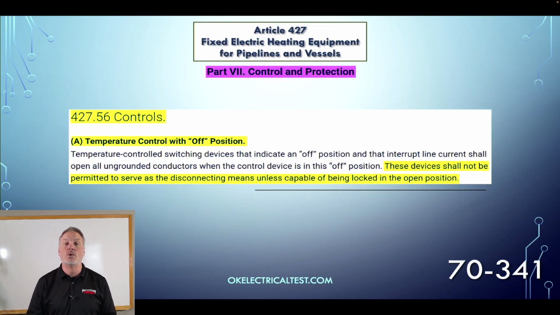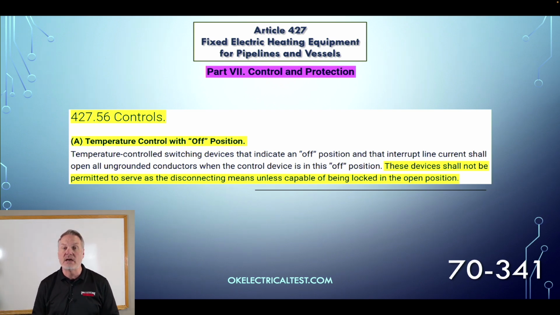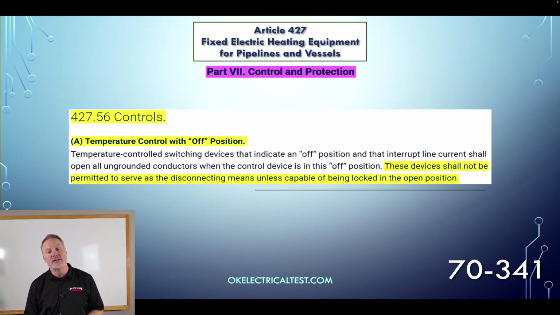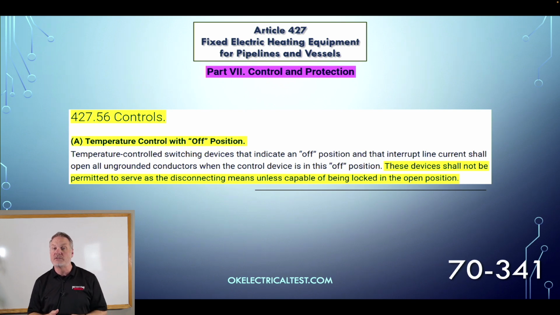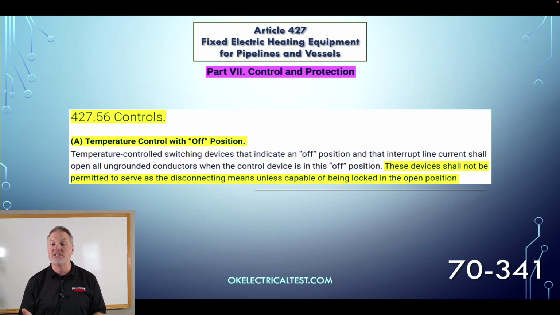Let's go to Article 427. Article 427 is fixed electric heating equipment for pipelines and vessels. We're going to jump right into Part 7, Control and Protection, and we're going to go to 427.56 Controls, and then Temperature Control with an off position. We're going to find that this is the same rule we learned before. These devices shall not be permitted to serve as a disconnecting means unless being capable of being locked in the open position.